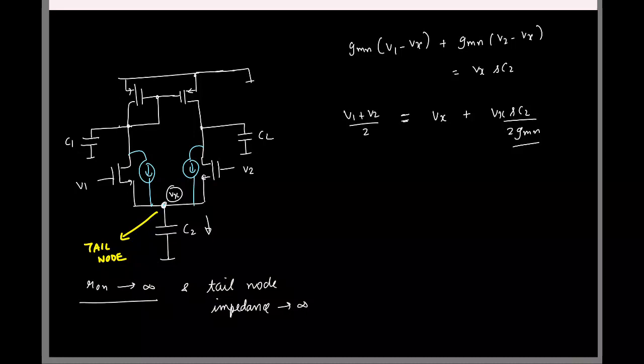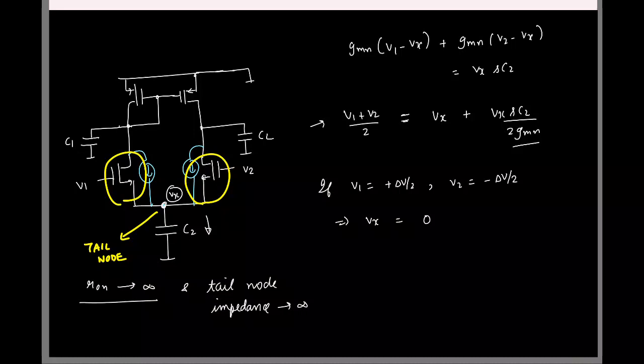Okay, so this is fine. So now what I'll assume is that V1 is plus delta V by 2 and V2 is minus delta V by 2, because we are interested in only the differential response. The common mode response, I'll give it as an exercise. So if this is the case, what is Vx? 0. From here it's straightforward, it's 0. Again, this should not be surprising, because I have assumed that R0 for the NMOS transistors are infinity.